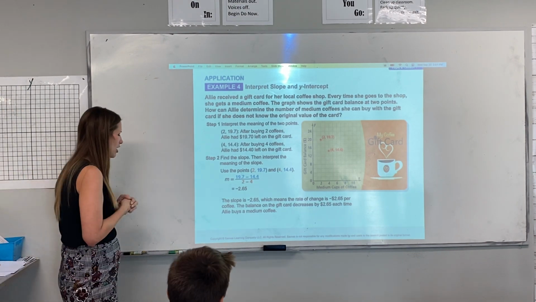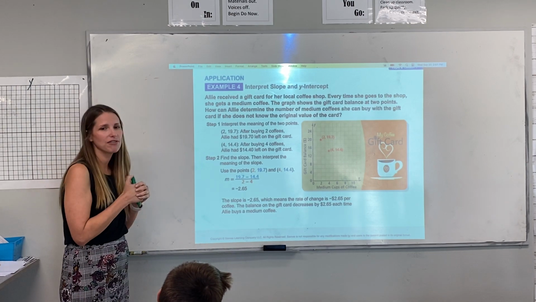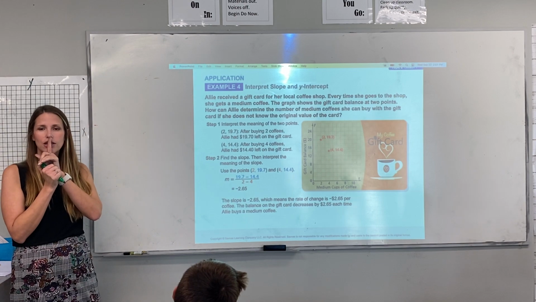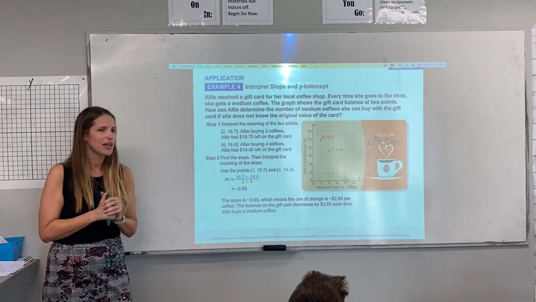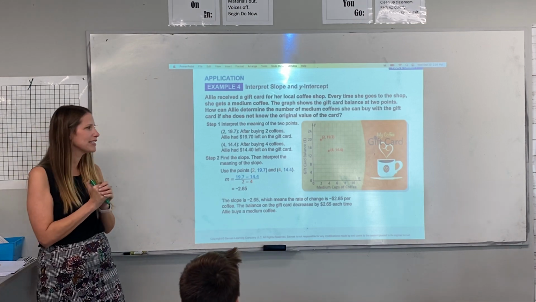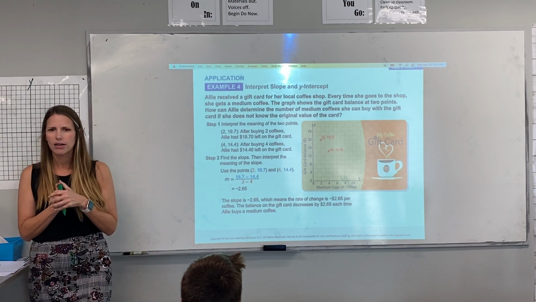So we don't know what the starting value is, but we do have some information. Look. Check out this gift card. It has a graph on it. Can somebody tell me why we only show one quadrant of this coordinate plane?